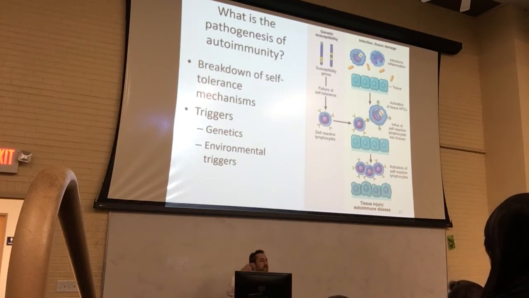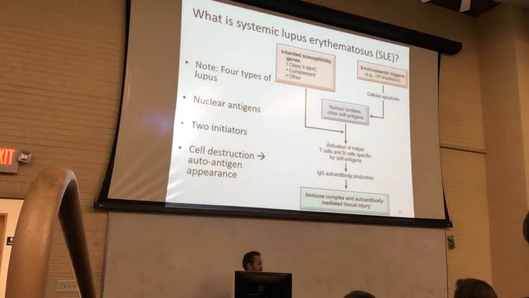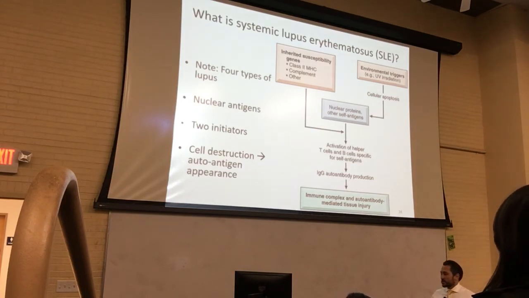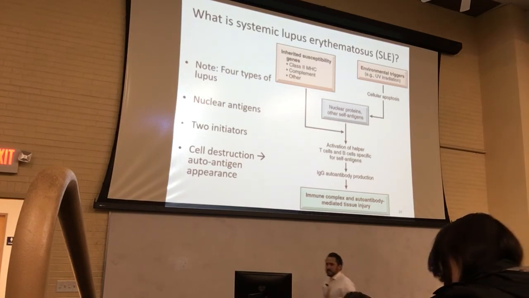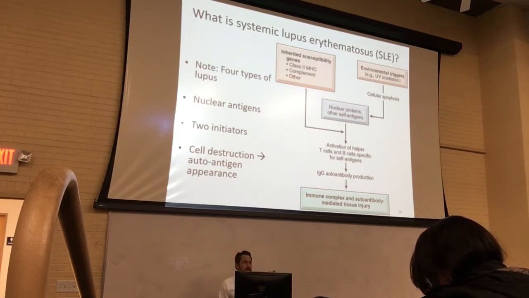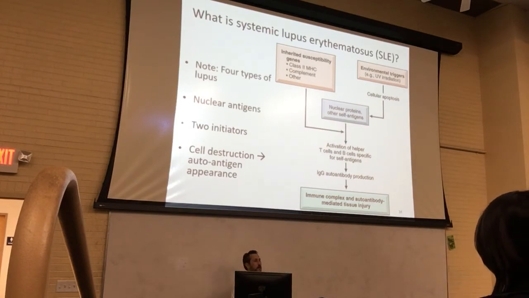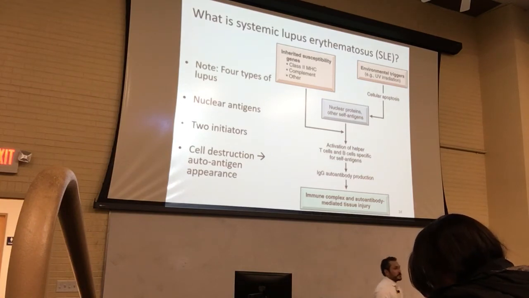All right, so in the pathogenesis of autoimmunity, there are triggers. There are triggers that could be genetics, which is what we're talking about, but there's also potential for environmental triggers. So let's look at some of these things that could have a genetic component as well as an environmental component. So we look at systemic lupus erythematosus, or SLE. There is a box up at the top middle of the slide that says inherited susceptibility genes. So this is the genetic component. And then there's a box in the upper right that talks about environmental triggers, like, for example, light or UV radiation.